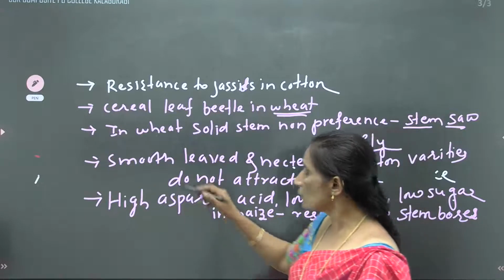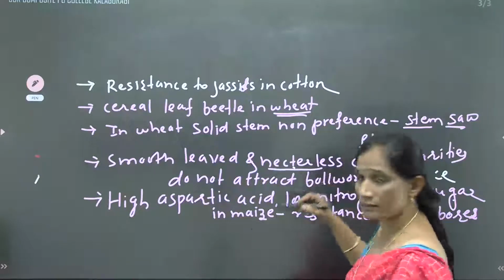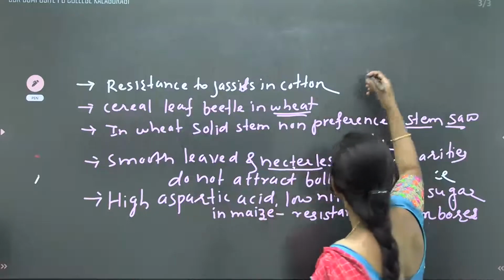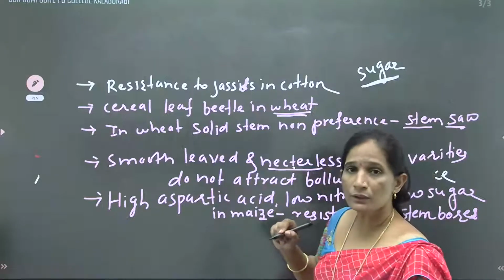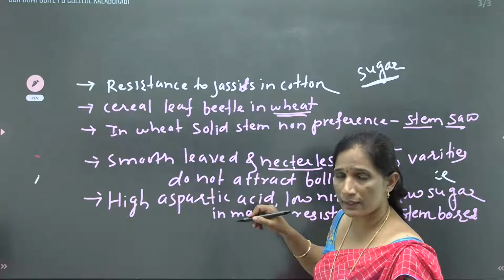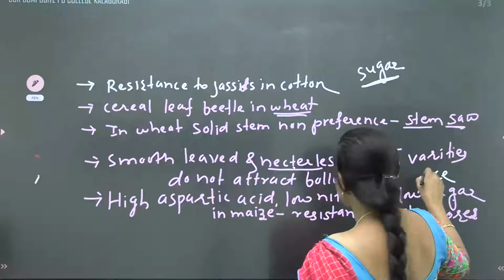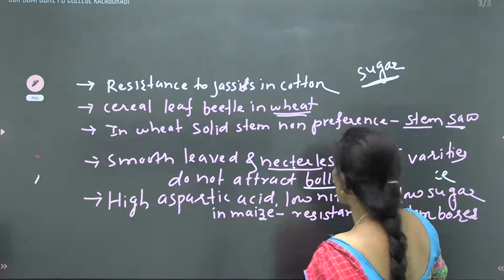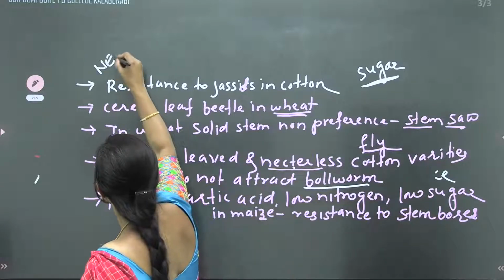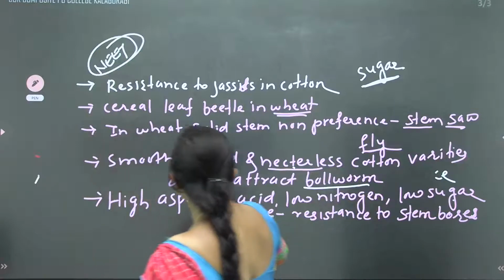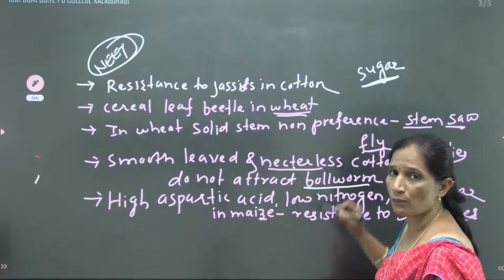Second one is here the smooth-leaved and nectarless cotton varieties. Nectar means here the sugar. Okay, sweet material that is called nectar. Smooth-leaved and nectarless cotton varieties do not attract bollworm. Is it clear? Very, very important. These are all very, very important for NEET. You have to remember it here. Smooth-leaved and nectarless cotton varieties do not attract bollworms.